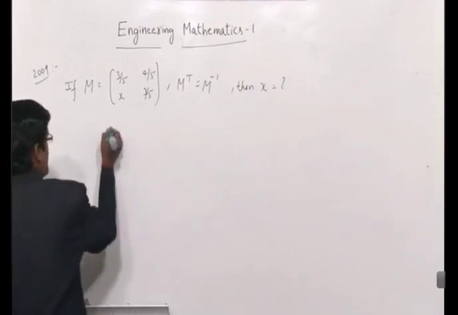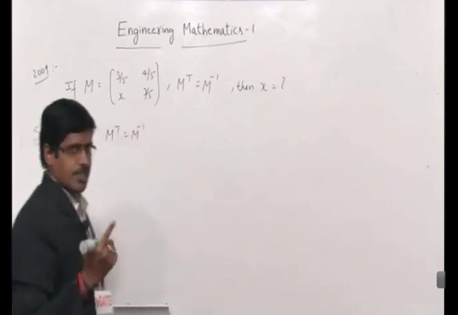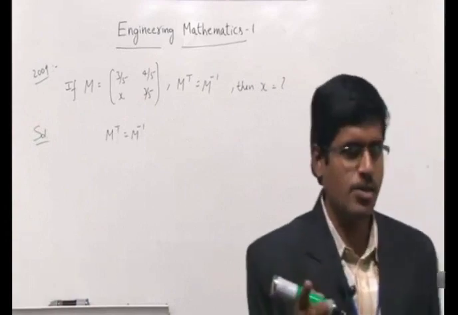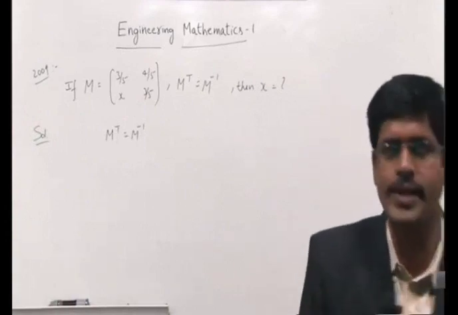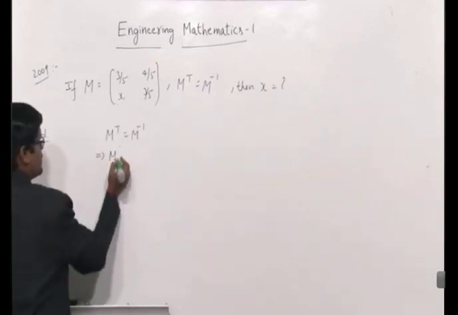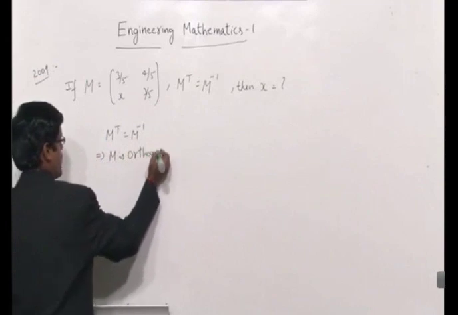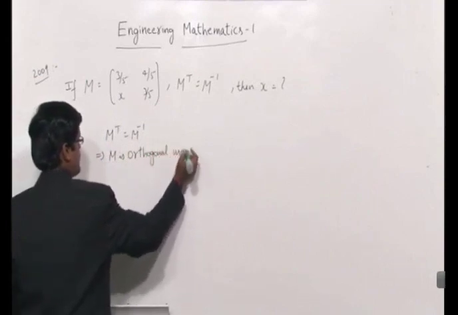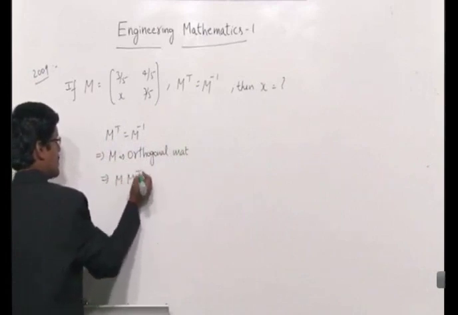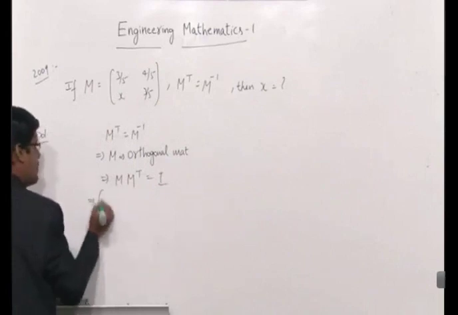Now M transpose is equal to M inverse, I already gave in the definitions previously. Orthogonal matrix: A into A transpose is equal to I. I gave the alternative definition, transpose is equal to inverse. Refer to that definition. That means M is an orthogonal matrix, which implies, using the alternative definition, M into M transpose is equal to I. I means the corresponding 2 by 2 identity matrix.